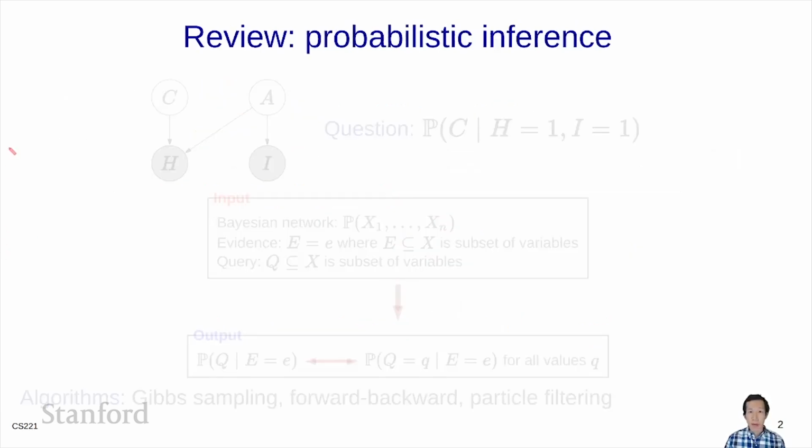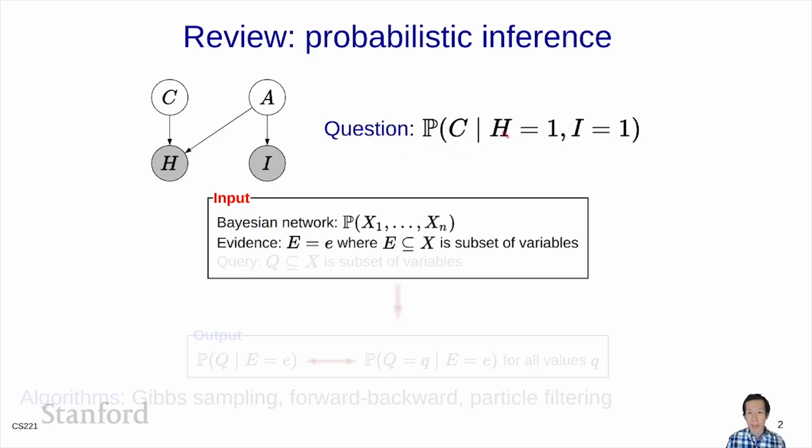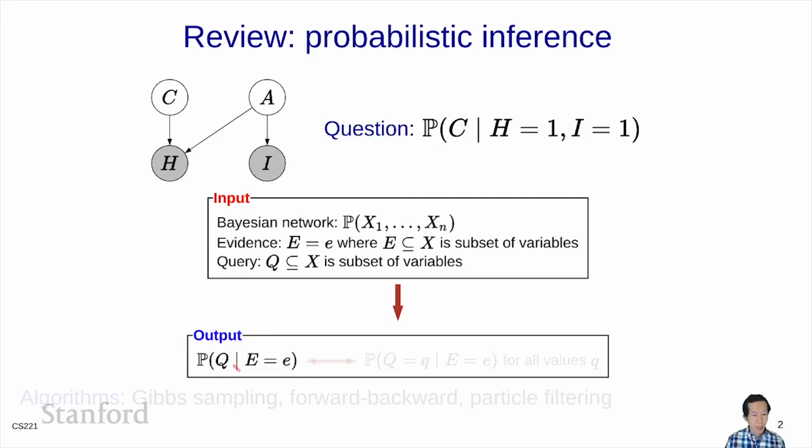Then there's a question of how you do inference in Bayesian networks. So inference, remember, you're given a Bayesian network, you're given some evidence that you observe, for example, H and I equals 1 and 1 over a subset of the variables, and then you're given a query variable, which is something that you're interested in. Let's say you're interested in cold. And the inference algorithm is going to produce a distribution over your query variables conditioned on evidence. So for every possible setting of the query variable, we have a probability.